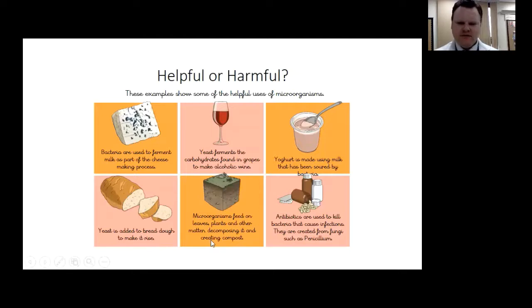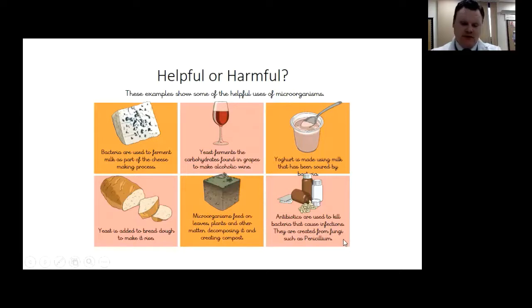Microorganisms feed on leaves, plants, and other matter, decomposing it and creating compost. So you may have seen in the allotment I have a compost corner, and we put leaves and plants and all kinds of matter onto the pile. These microorganisms feed on that, and the waste that they give off creates the compost. So it's a way of recycling and renewing energy. Very useful, because then that compost can be used again to help new plants grow.